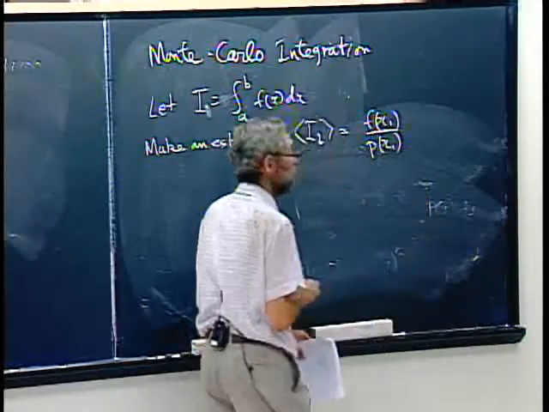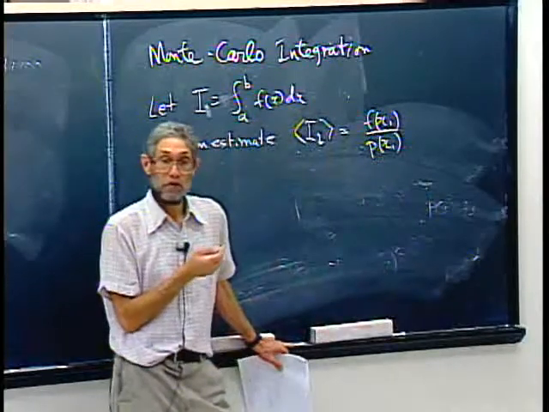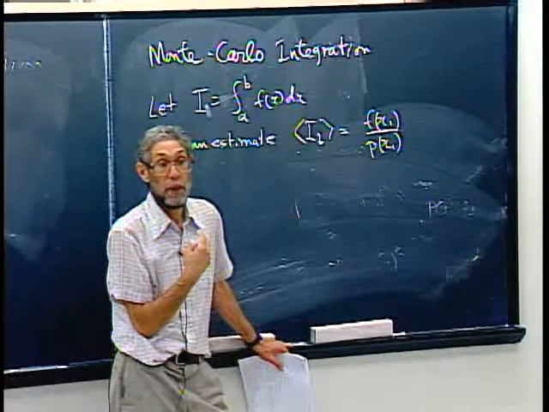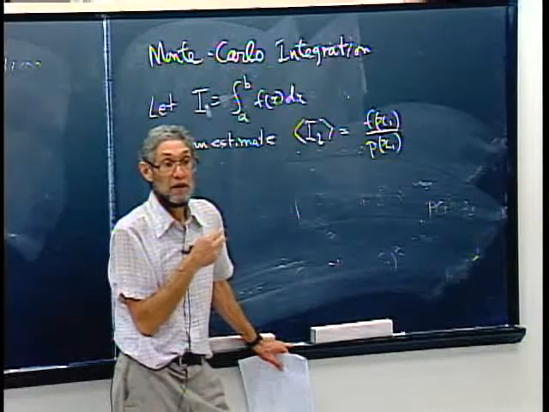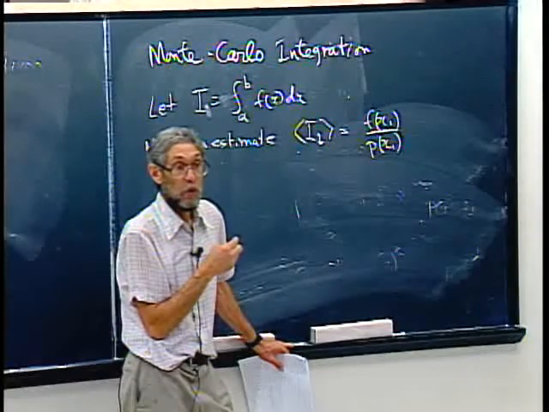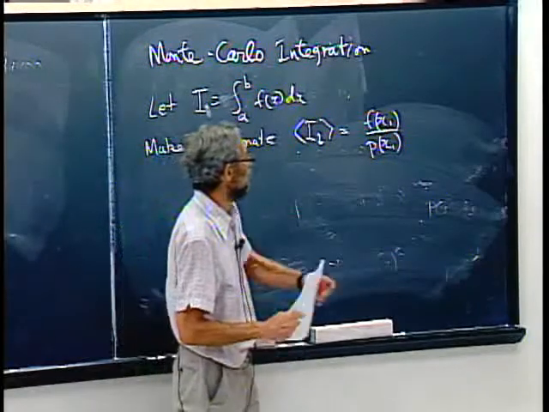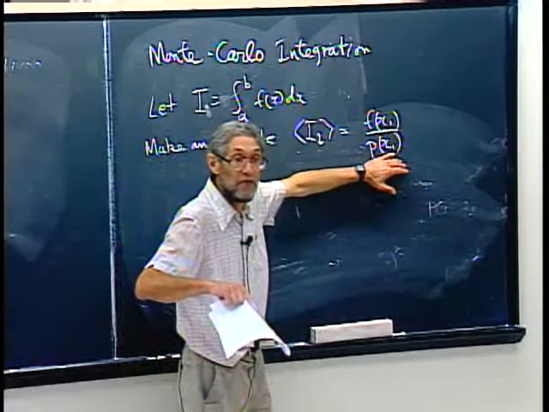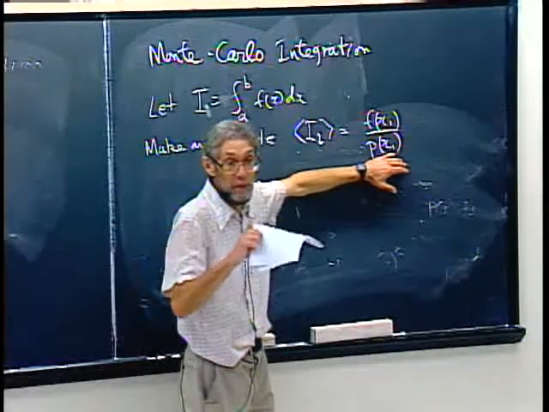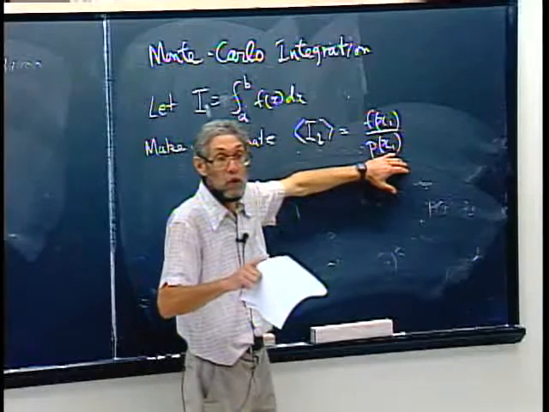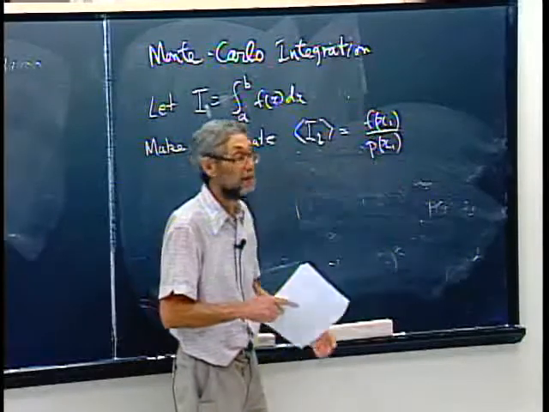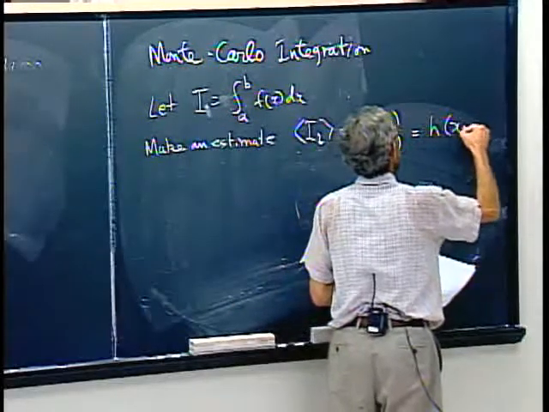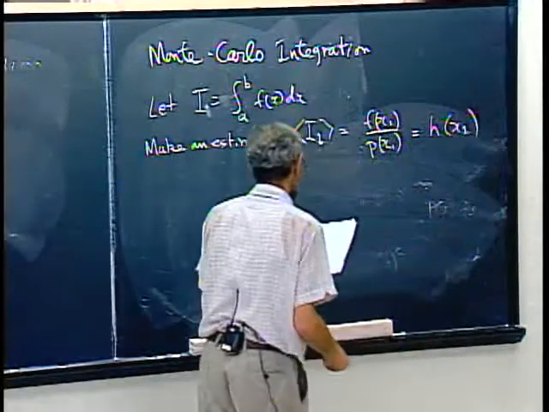So you choose x1 from some probability distribution. It could be a uniform distribution over the interval from a to b. It could be a Gaussian. It could be anything. But you divide by the probability, because if you want to estimate f and you have a low chance of picking that value, you have to weight it by 1 over that chance to compensate. And so I'm going to call this a function h of x1. Maybe I should have used g.